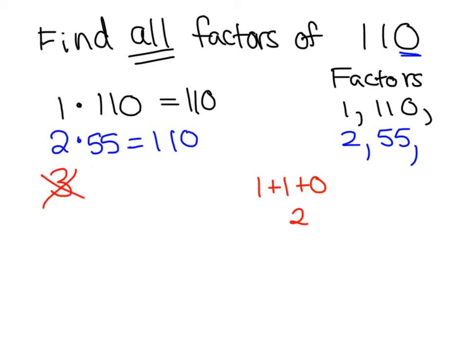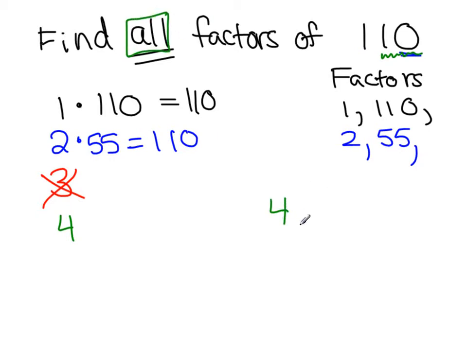Now we'll move on. We could try 4, see if 4 works. 4's divisibility depends greatly on the last 2 digits. If that last 2 digit is divisible by 4, then so is the number. 10 is not divisible by 4, so 4 probably won't go into it. But if we wanted to, we could check. Okay? And that's how we're going to have to be able to find all factors.